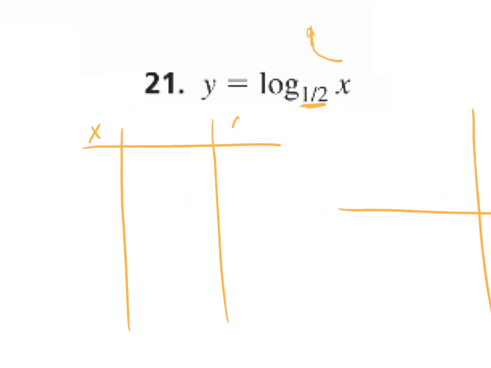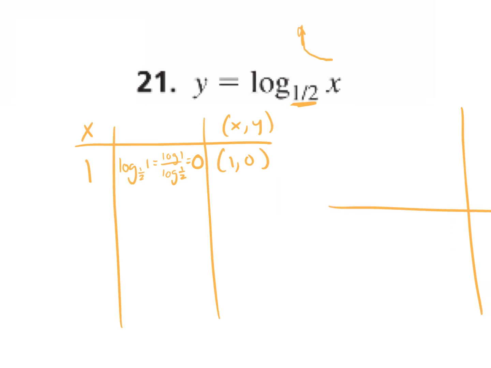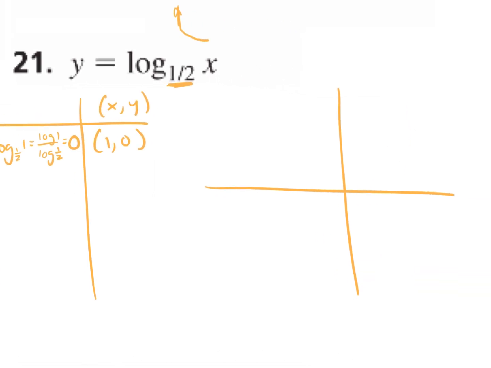So we're going to plug in values for x, get points for y. What am I going to plug in first for x? 1. So this will be log base 1/2 of 1. So log of 1 divided by log of 1/2. Without even putting it in the calculator, what is this going to be? 0. So my point is what, Tomas? 1, 0. So let's go to our graph. I'm going to put a point at 1, 0.